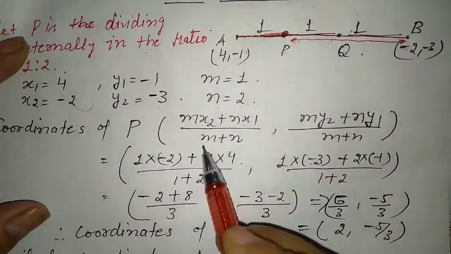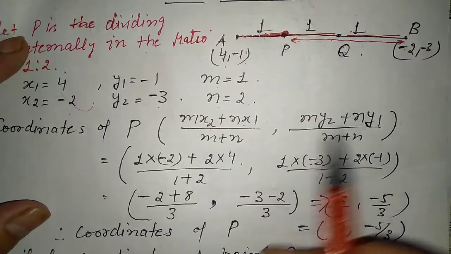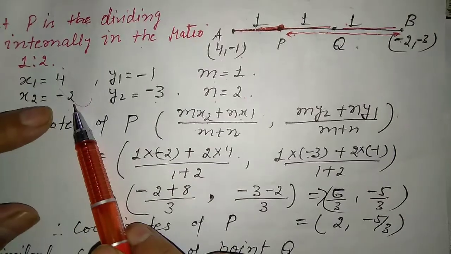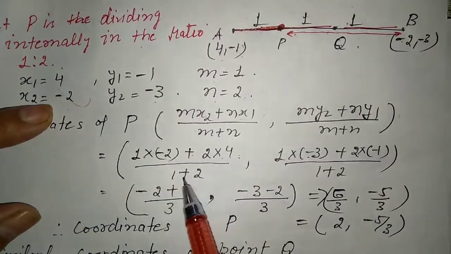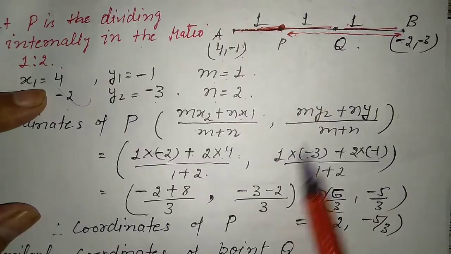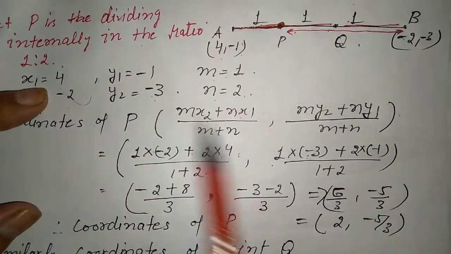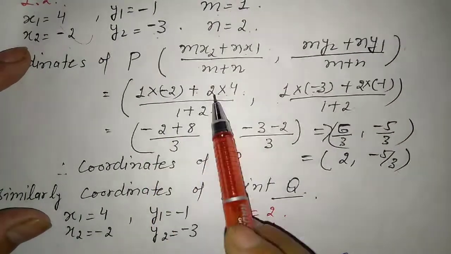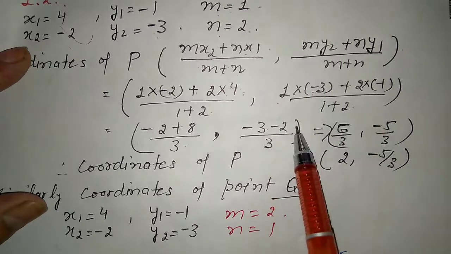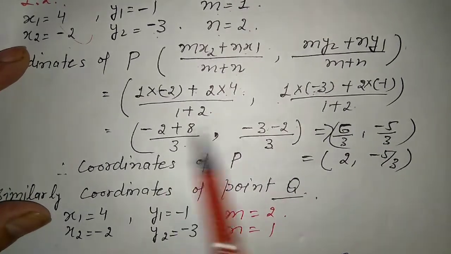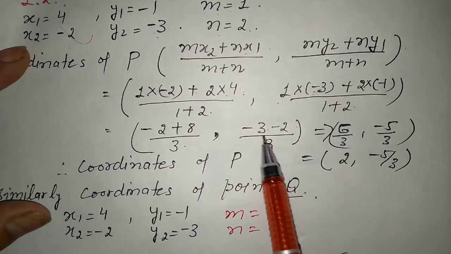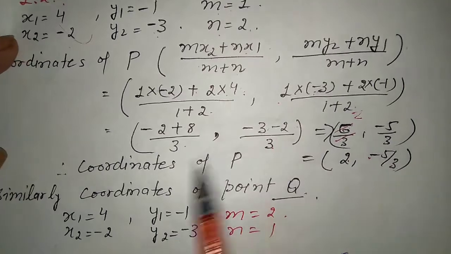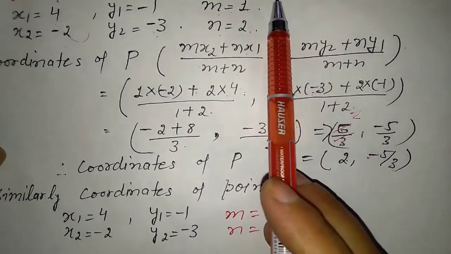The formula is (mx2 + nx1)/(m + n), (my2 + ny1)/(m + n). So m is 1 into x2, which is -2, plus 2 into 4, upon 1 plus 2. Similarly, m is 1, y2 is -3, plus 2 into -1, upon 1 plus 2. So we get (-2 + 8)/3, (-3 - 2)/3. This becomes 6/3 and -5/3. So it can be cut: 2 and -5/3. These are the coordinates of point P.